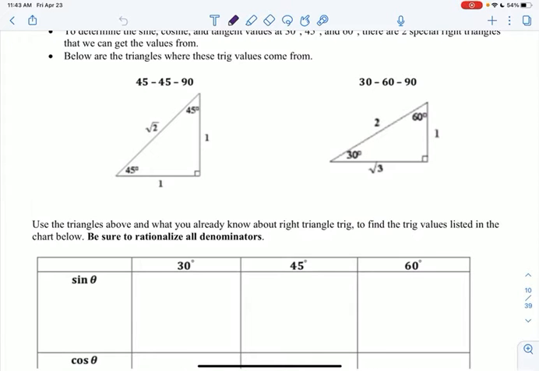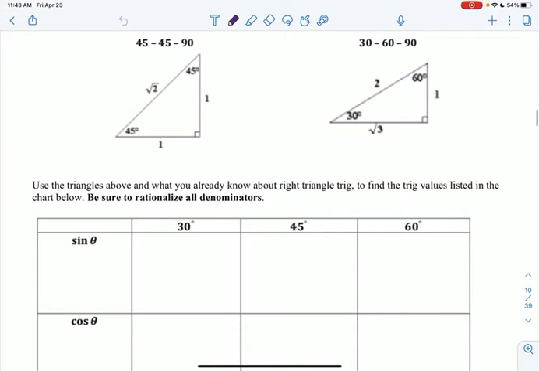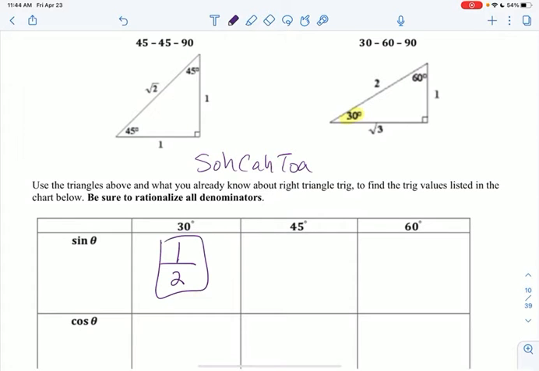All right, so let's try and fill in this chart here based on those triangles. But we do have to rationalize all the denominators. So, sine of 30. Let's find the angle that's 30 degrees. Sine, and maybe I'll write this across the top. Sine of 30 is opposite, which is 1, over hypotenuse, which is 2, so 1/2. All right, that was pretty easy.